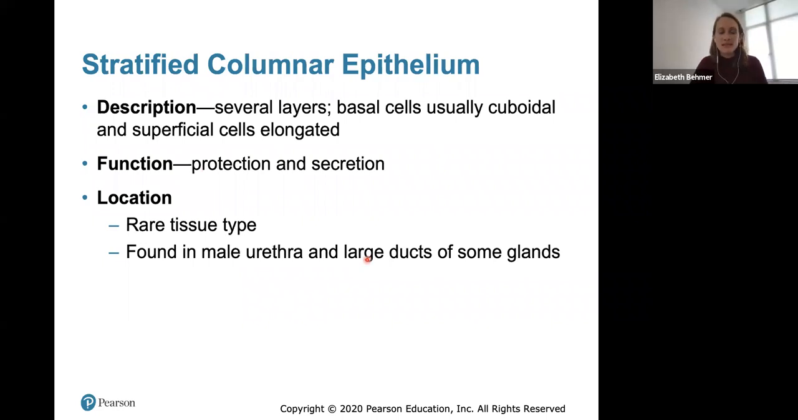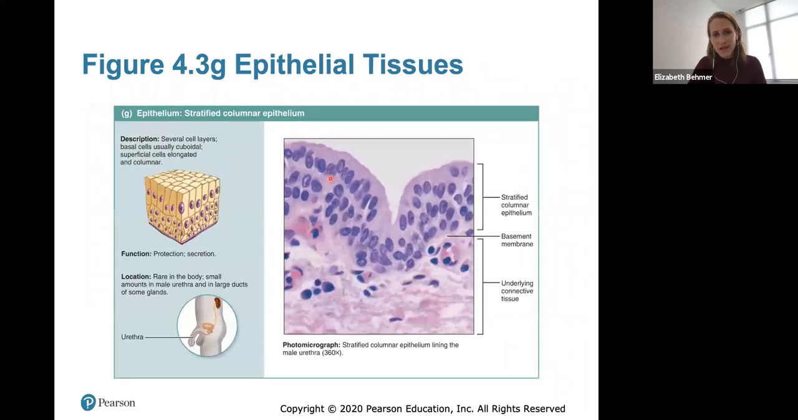Stratified columnar has several layers where the basal cells are usually cuboidal and the superficial cells are elongated. The function of stratified columnar is to help in protection and secretion. And this is a very rare tissue type. We can find it in the male urethra and large ducts of some glands. So here's a look at a stratified columnar epithelium found in the male urethra.